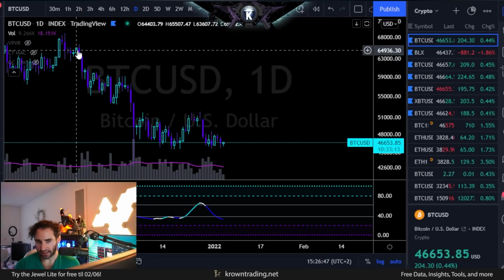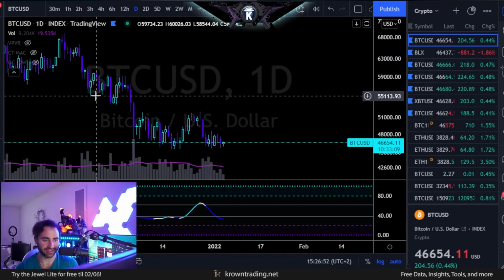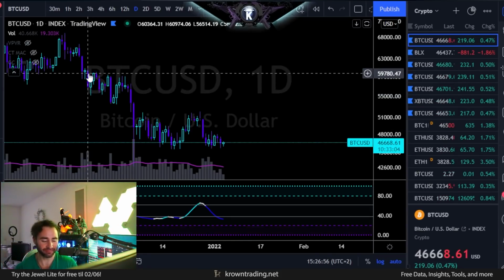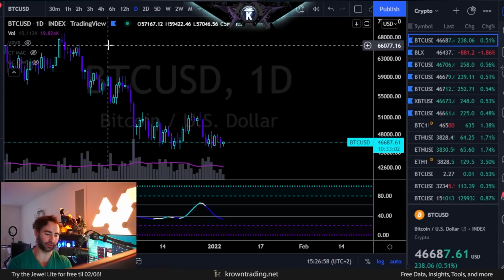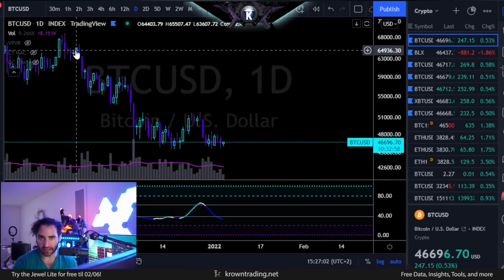And while I would say that not every result is going to be as good as this one, they are pretty damn powerful on the daily. So I shouldn't say that they're not all going to be like that, but it's not always going to be a 20% move, for example. This one was rather powerful, as you can see.